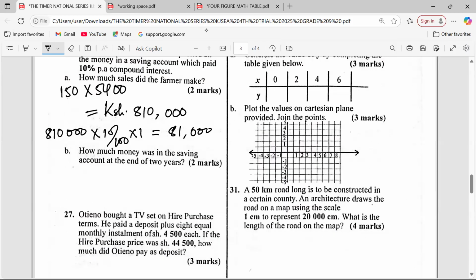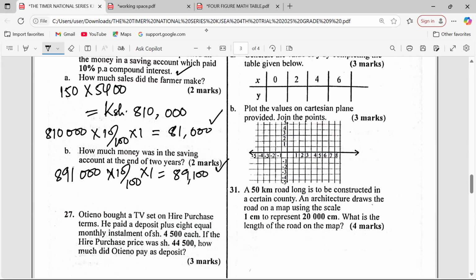Now, because it is a compound interest, the interest is compounded. We add 81,000 to the initial principal, so that the new principal is 891,000, at the rate of 10% for the second year, which is just 1 year. So this is going to be 89,100 Kenya shillings. The interest from the first year is here, and the interest from the second year is here.